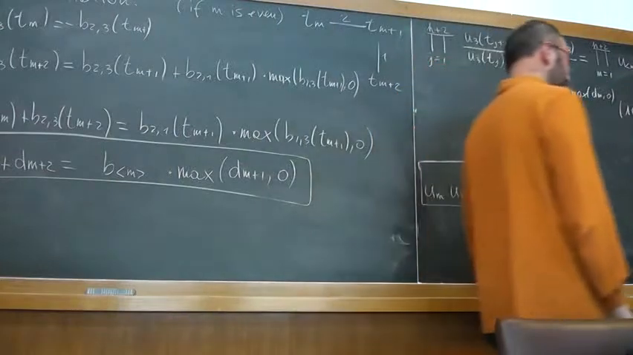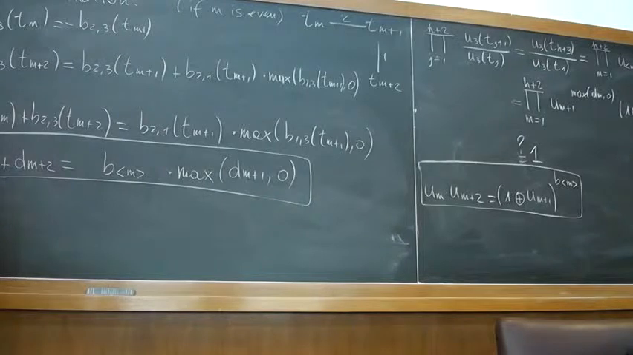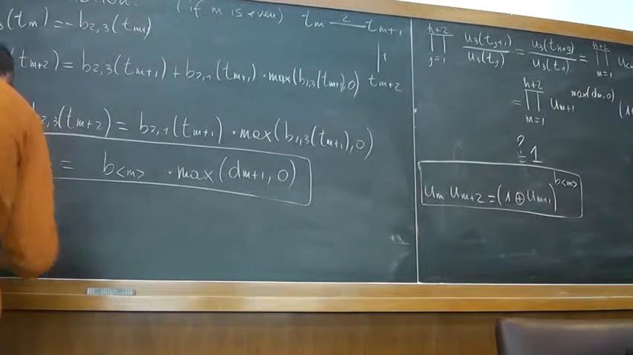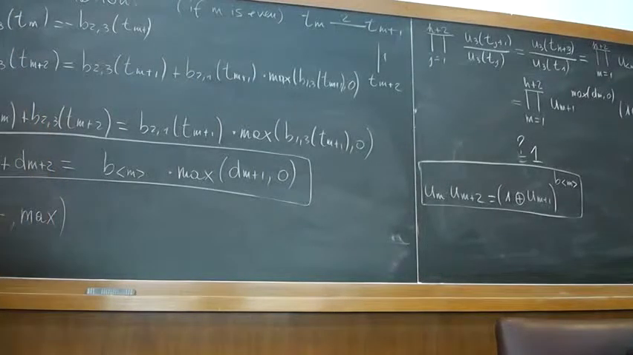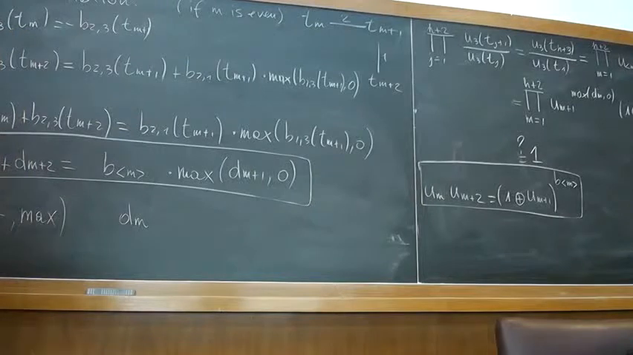So let's see. If we consider Z as a semi-field with the product as plus, and the addition as the maximum. Okay. What is this? This becomes P.